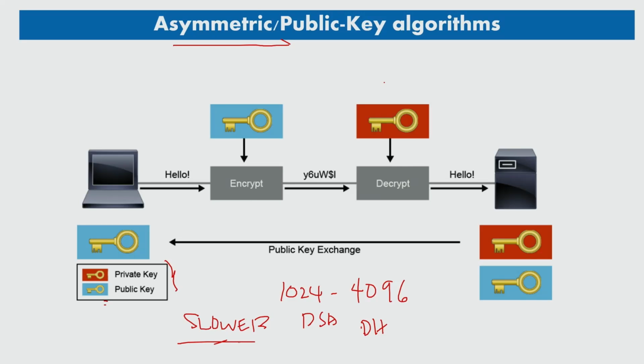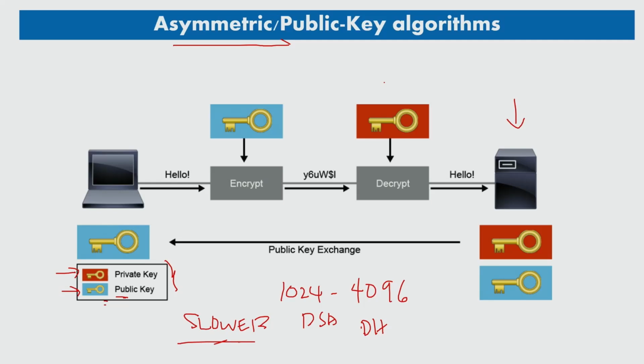The asymmetric algorithm operations are depicted in this diagram. The red key here is assumed to be private, while the blue key is assumed to be public. Both keys belong to the server on the right side of the figure, right here.